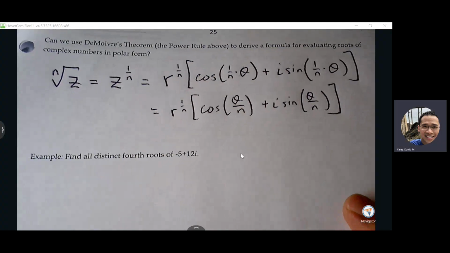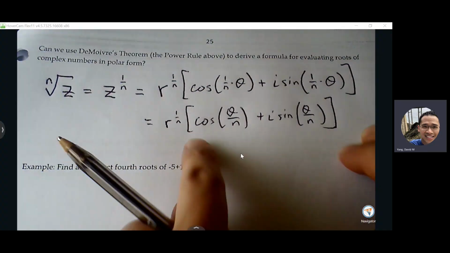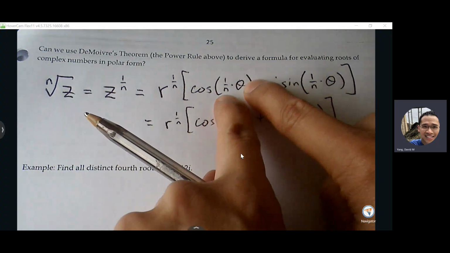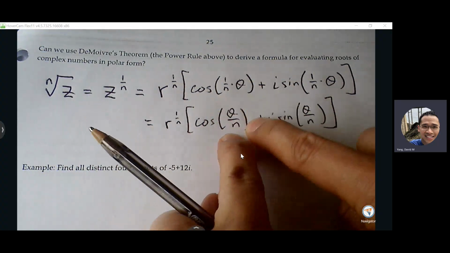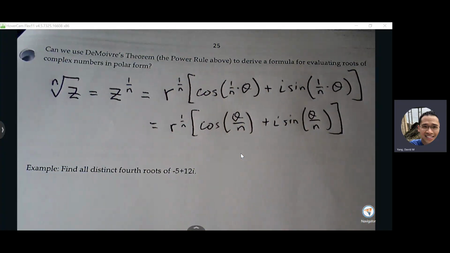Okay, so example, it says find all distinct fourth roots. Yes, question. What's the difference between the two? Oh, if I do 1 over n times theta, that's the same thing as theta divided by n. Yeah, so just a different variation, but they mean the same.